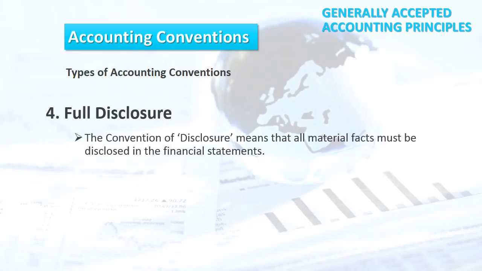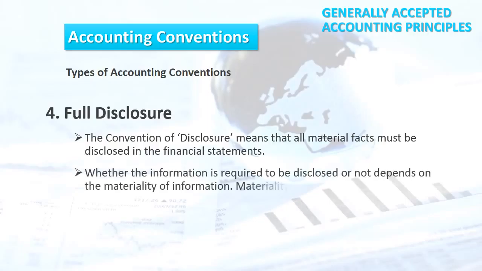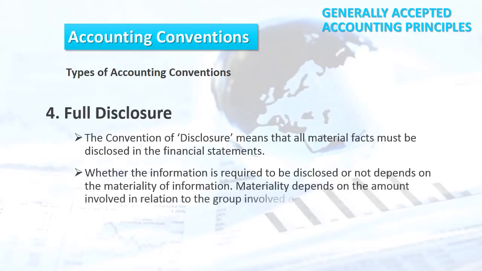Full disclosure does not mean disclosure of each and every piece of information. Whether the information is required to be disclosed or not depends on the materiality of the information. Materiality depends on the amount involved in relation to the group involved or profits.